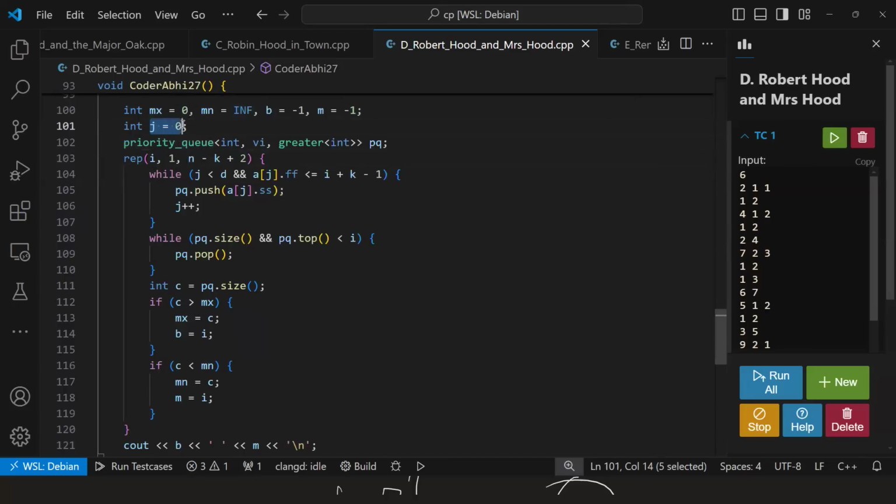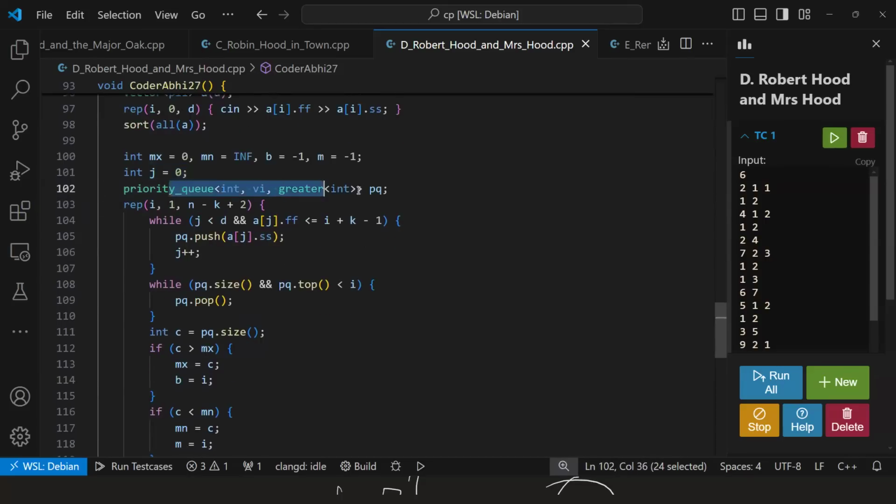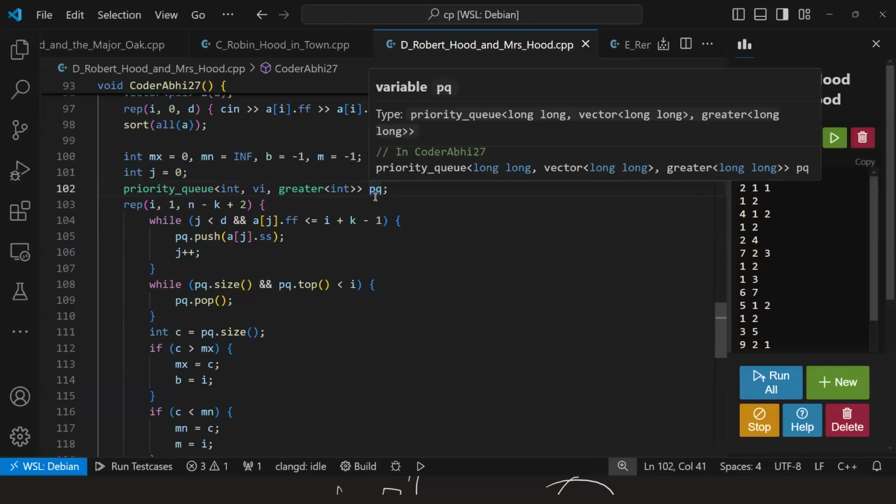Now I'll take a j pointer that would traverse through basically this vector of pair. This j is going to traverse through my vector of ranges, and I've initialized the priority queue with set to greater. So it would store values in ascending order. So my top value would be the smallest value.